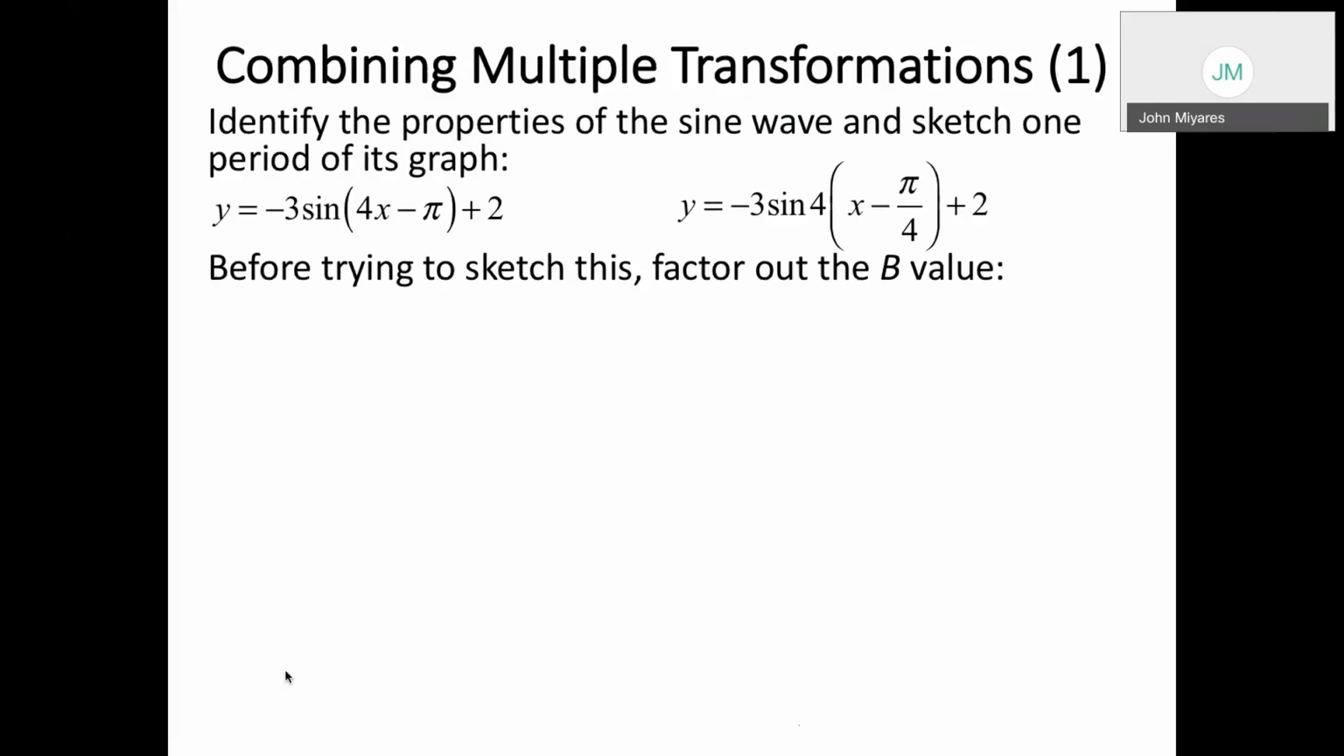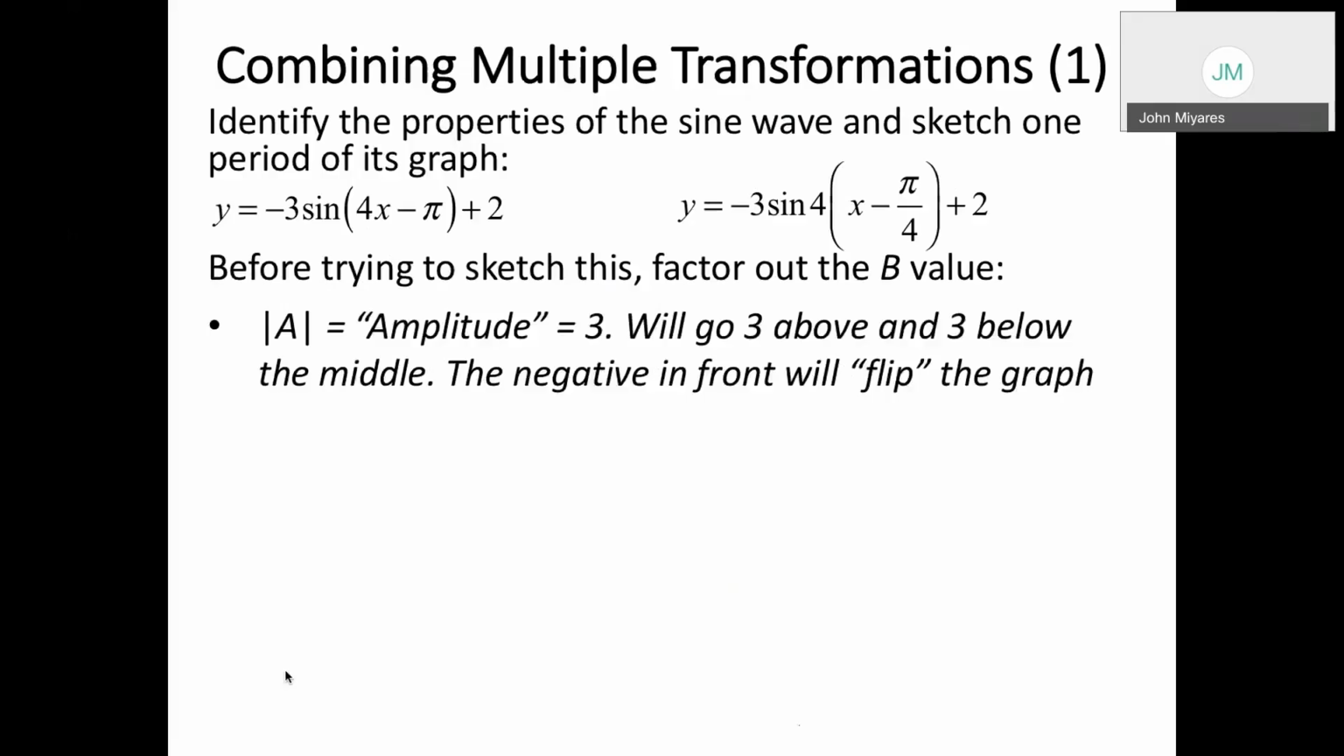Now let's look at each one piece at a time. The lead coefficient A is -3, which means the amplitude is going to be 3. So the graph is going to go up and down 3 from wherever the middle, the axis of oscillation, turns out to be. The negative sign in front of there, making it -3, will flip the graph upside down. So where the sine wave normally starts at the origin and goes up, this one is going to start downward from wherever the origin gets relocated to.